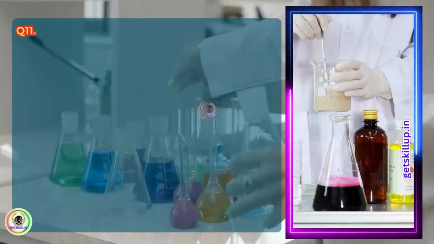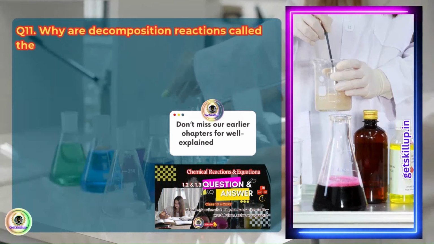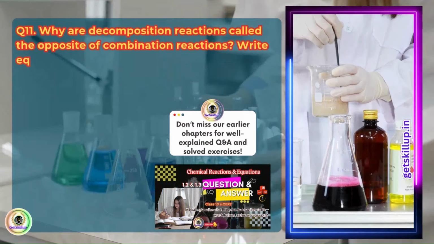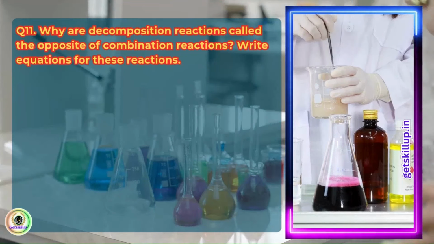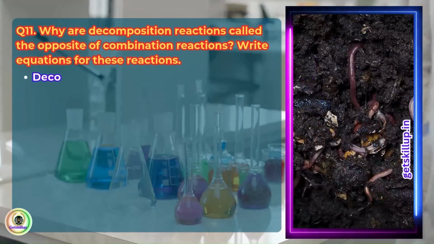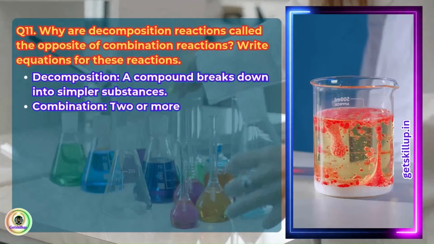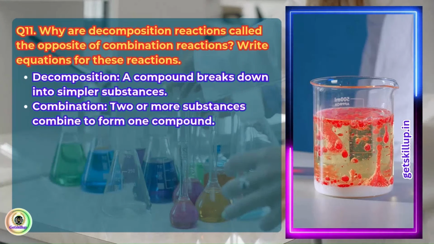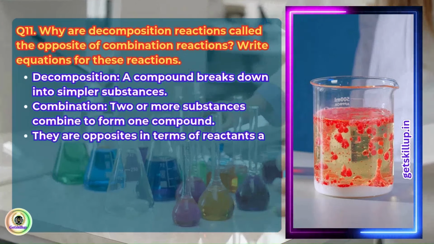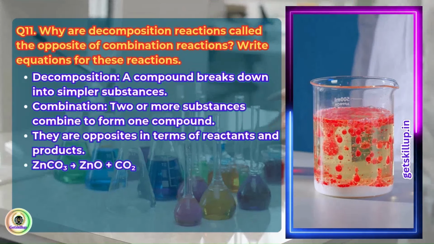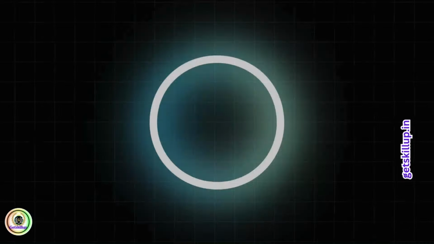Question 11. Why are decomposition reactions called the opposite of combination reactions? Write equations for these reactions. Decomposition: a compound breaks down into simpler substances. Combination: two or more substances combine to form one compound. They are opposites in terms of reactants and products.